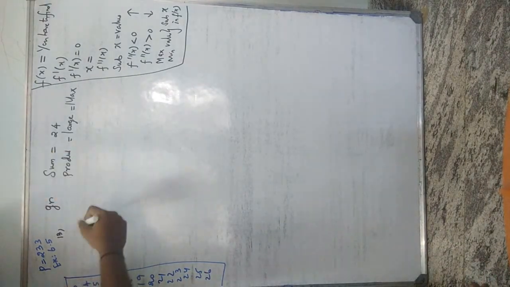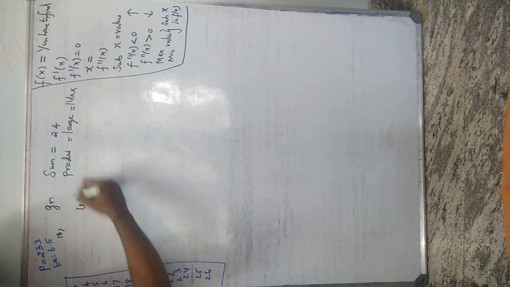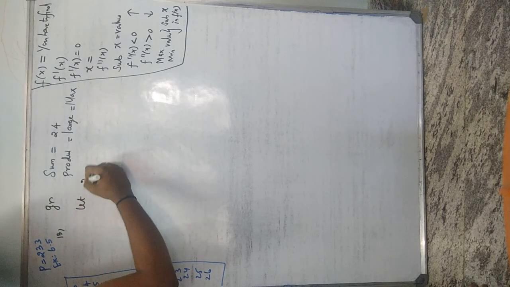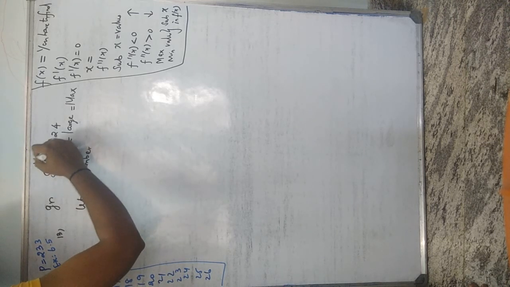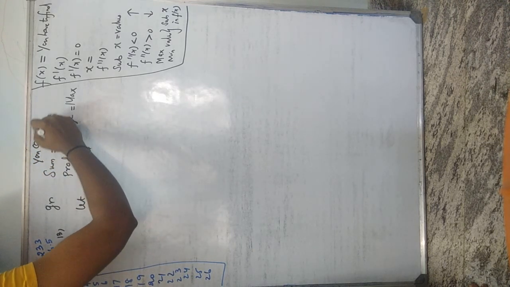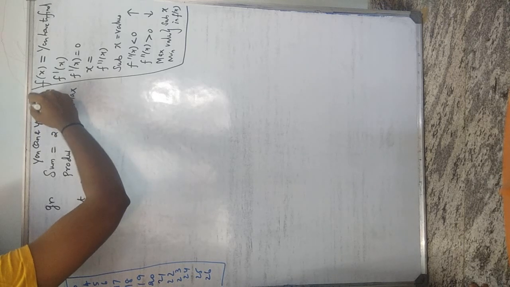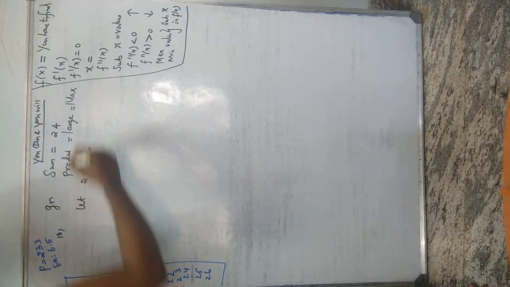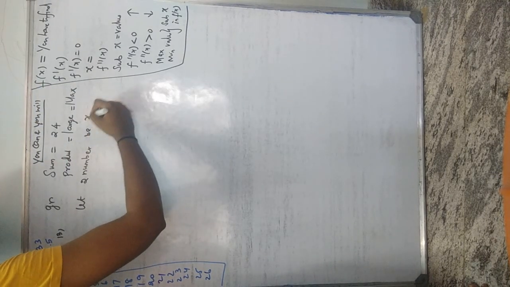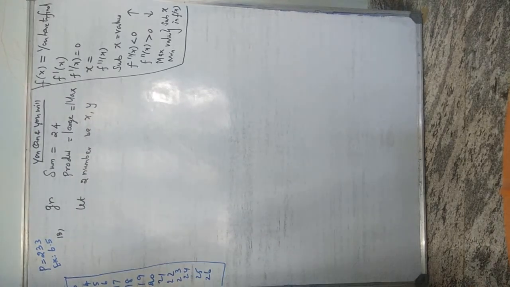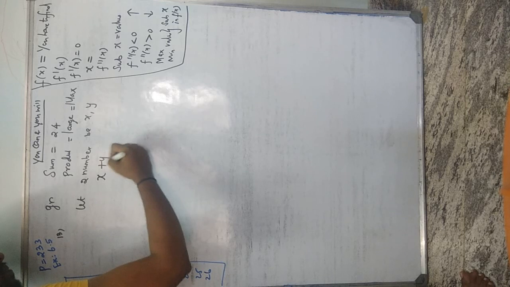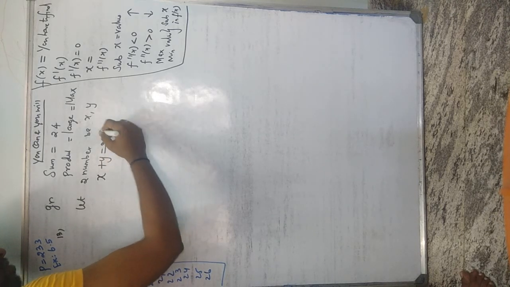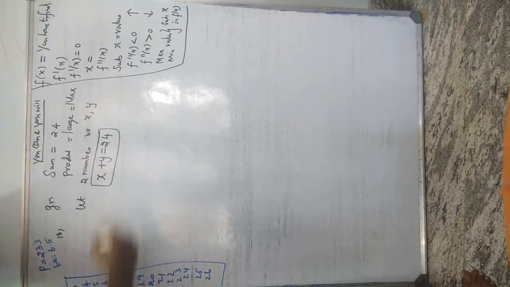Sum of two numbers. First one, let the two numbers be x comma y. Sum of two numbers is 24. It means x plus y equal to 24. This is your first equation.